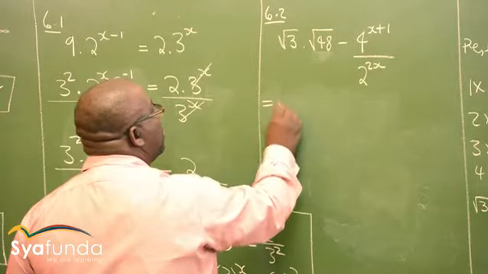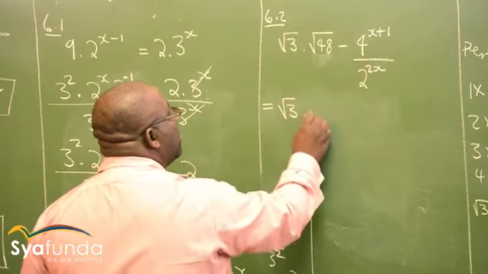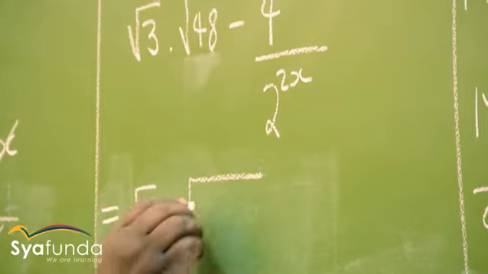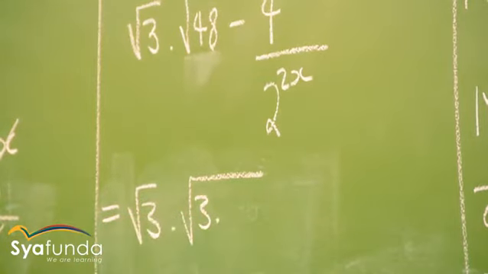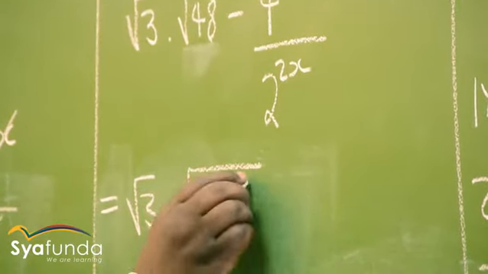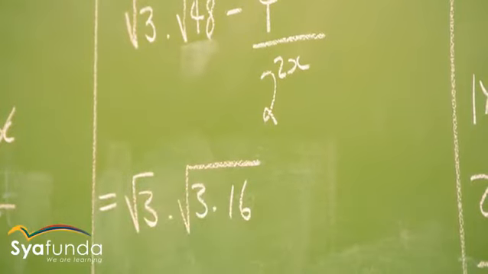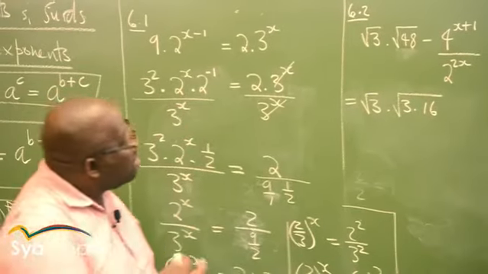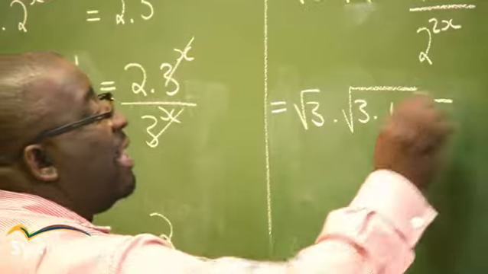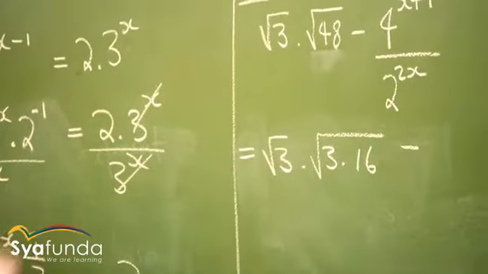So this then will be equal to square root of 3 times... How can I break that? It's 3 times what will give us 48? 3 times 16. And 16 is a perfect square. So it's a piece of cake. This is minus. Let's look at this one.